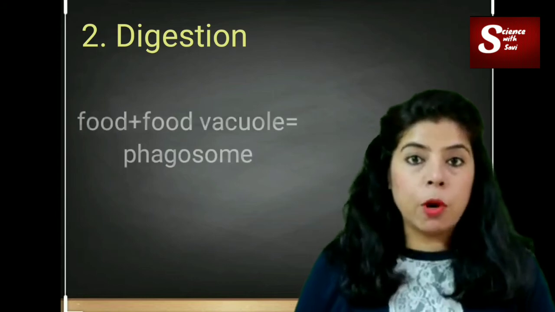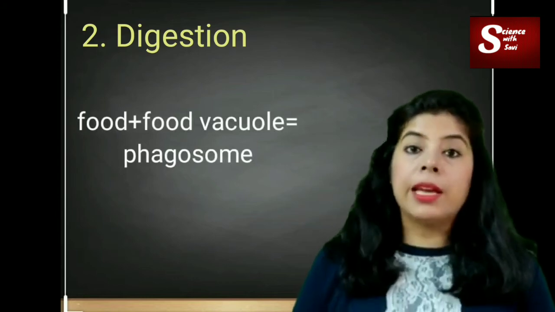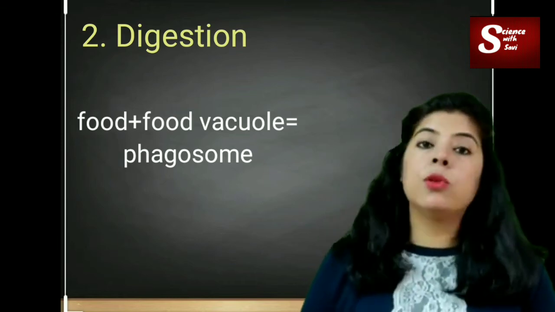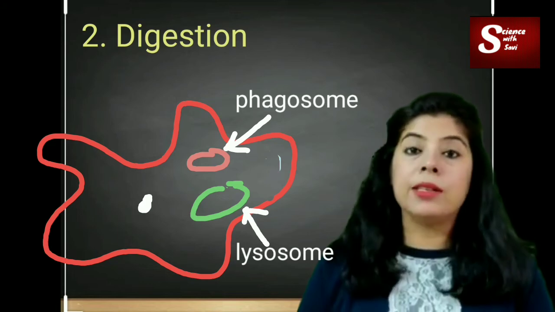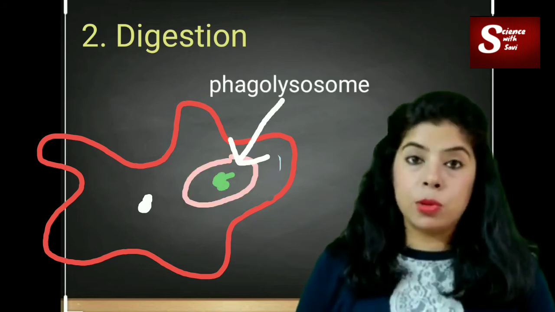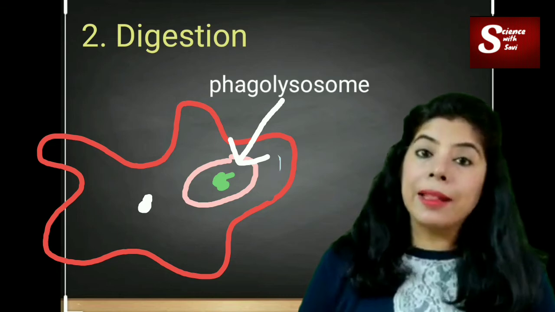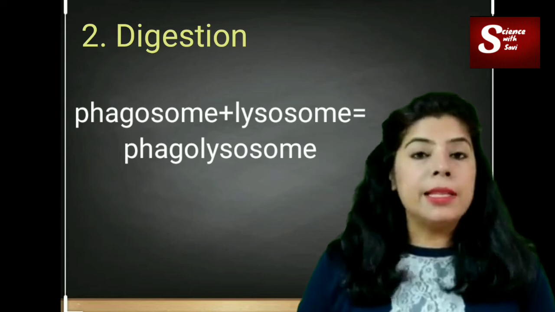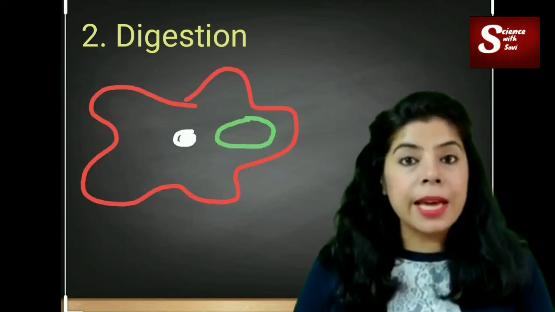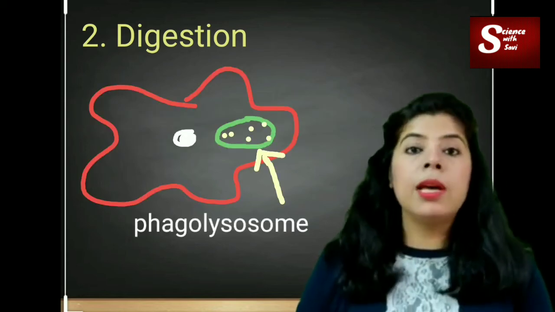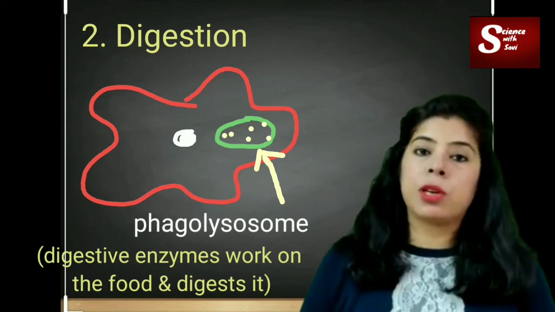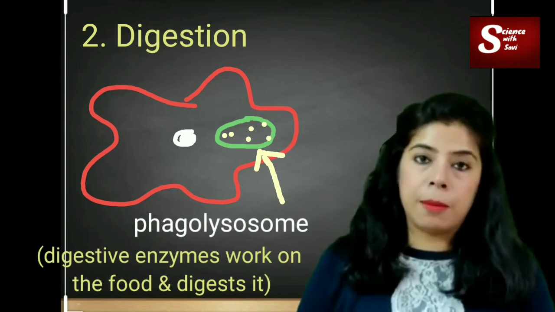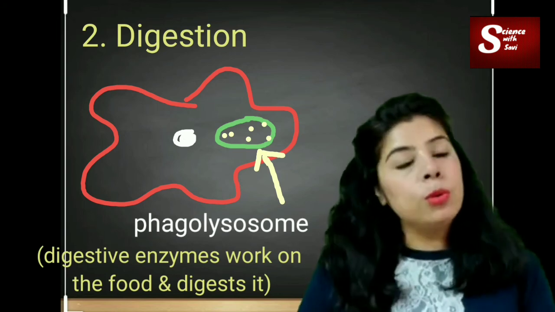The phagosome which has been formed, that is when the food has gone inside, it fuses with the food vacuole and it forms the phagosome. Now this phagosome again fuses with the lysosome and it is called the phagolysosome. Inside the phagolysosome, the digestive enzymes of the lysosome act on the food and convert the complex food structures into simple form. So now the second step, which is digestion, takes place in amoeba. That is, the food has been converted into the simple form.